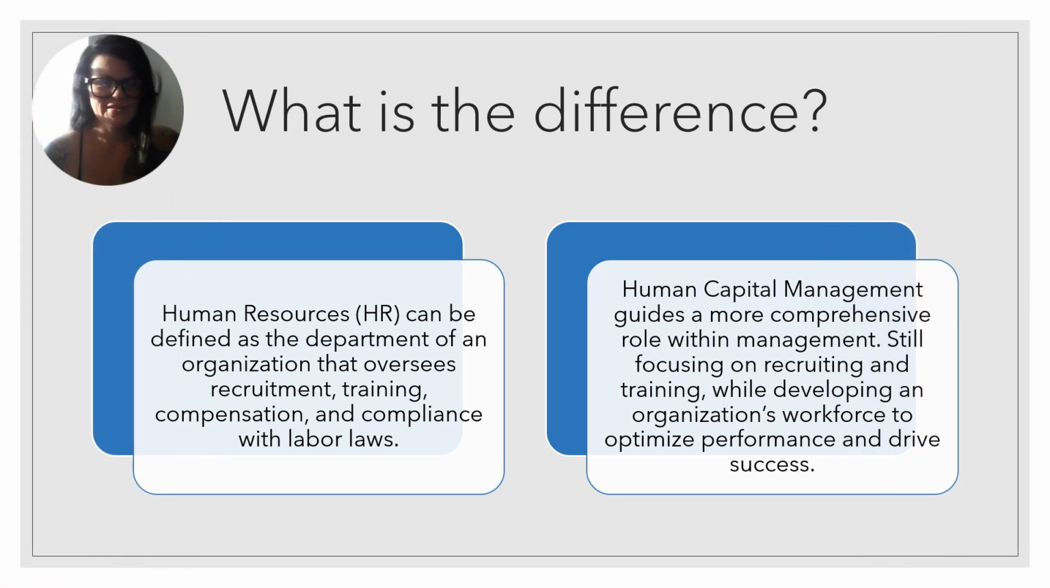What is the difference between human resources and human capital management? Human resources, also known as HR, can be defined as the department of an organization that oversees recruitment, training, compensation, and compliance with labor laws.